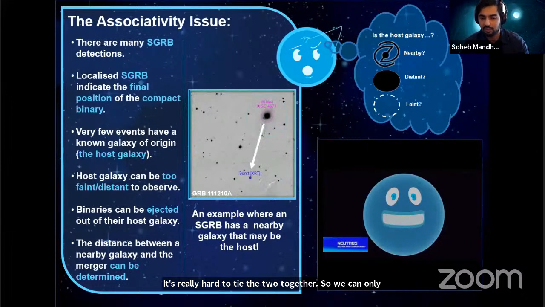And on the right, we have an example of where we have a GRB that's 75 kiloparsecs away from a nearby galaxy. Now, if this binary is traveling at 100 kilometers per second, this could be feasible. But again, there's no definitive way to address this issue.